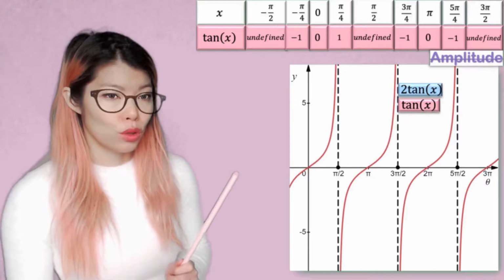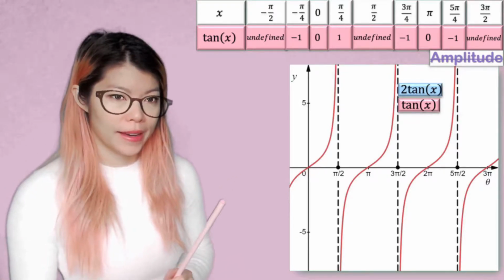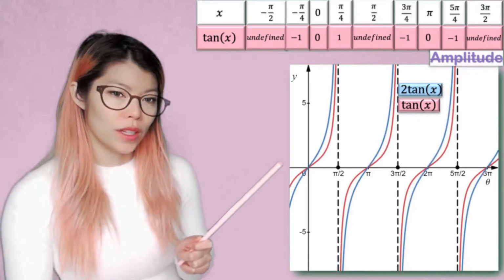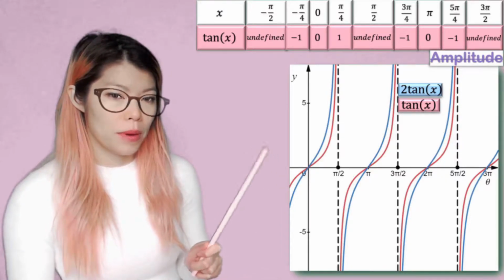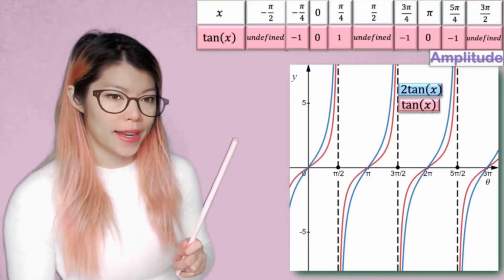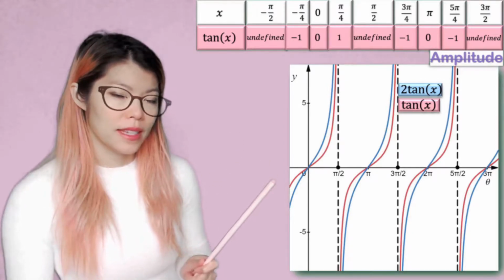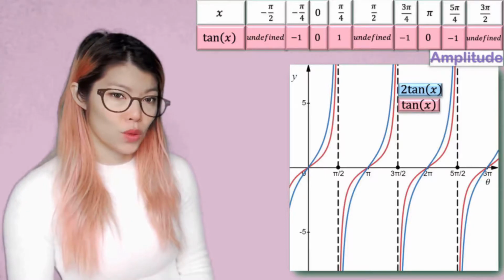What about 2 tan x? How does it differ to tan x? Well, 2 tan x will look like that blue line over there. So we can see that it's a lot steeper than tan x. The 2 tan x is steeper, and we can say that it's dilated from the x-axis as well.